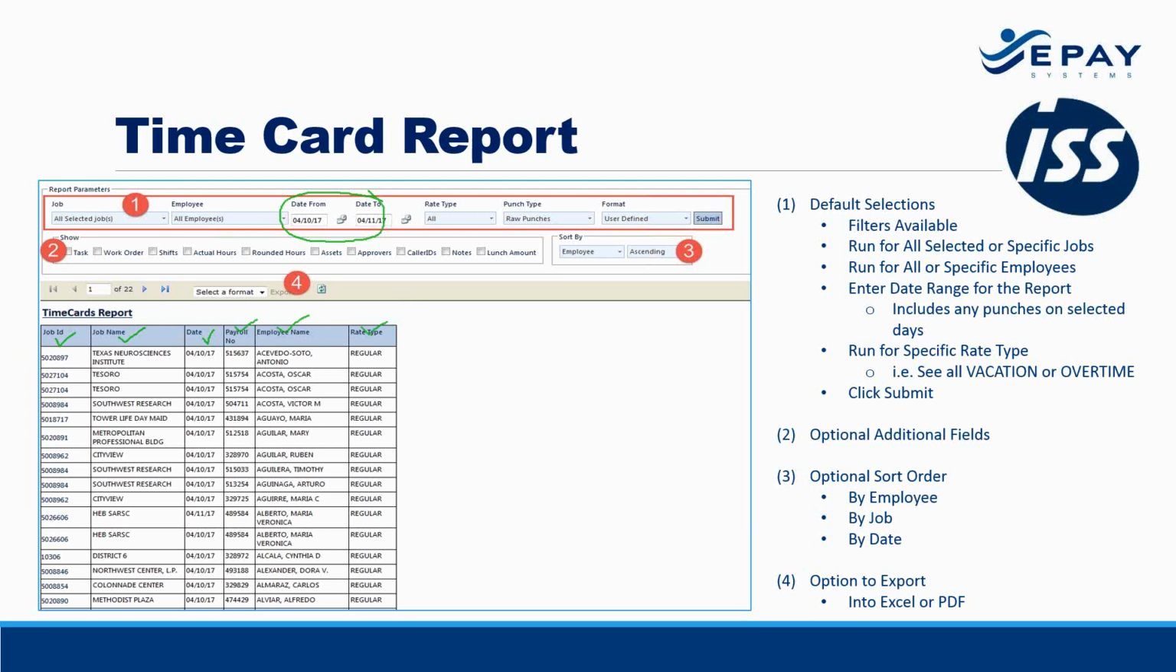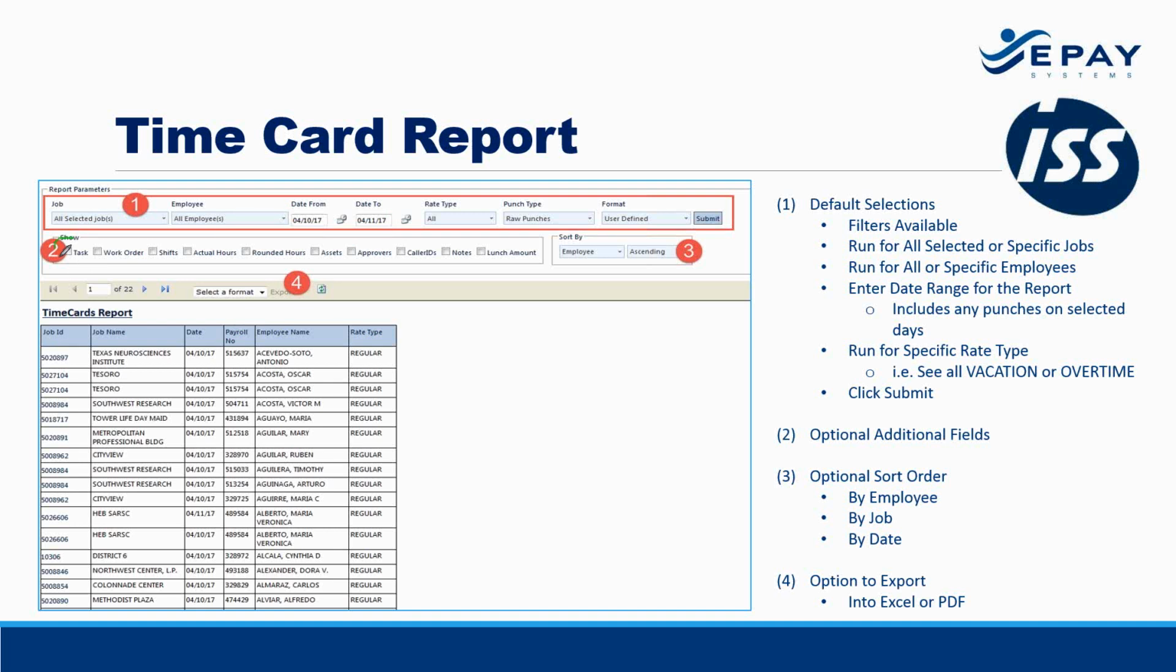Now, when you're looking at that report, you're saying, well, that's good and all, but I need to know the punch times or the hours they worked, because it doesn't tell me anything. It just tells me date, name, and job. That's all it's telling me. And that's perfectly fine. In those cases, label number 2 shows additional fields that are available for you to go in there and mess around with.